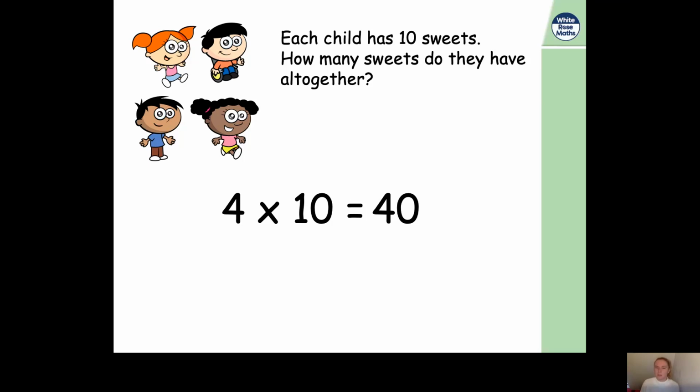So what else could we do if we know 4 multiplied by 10 equals 40? Yes, we could switch the numbers around to get 10 multiplied by 4 is 40 as well, because this is commutative law. So they have 40 sweets altogether.